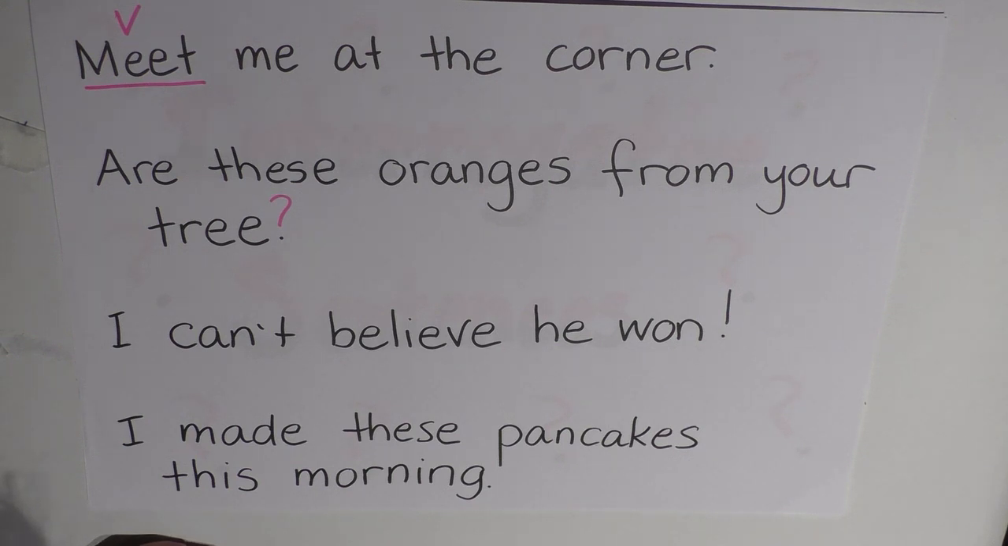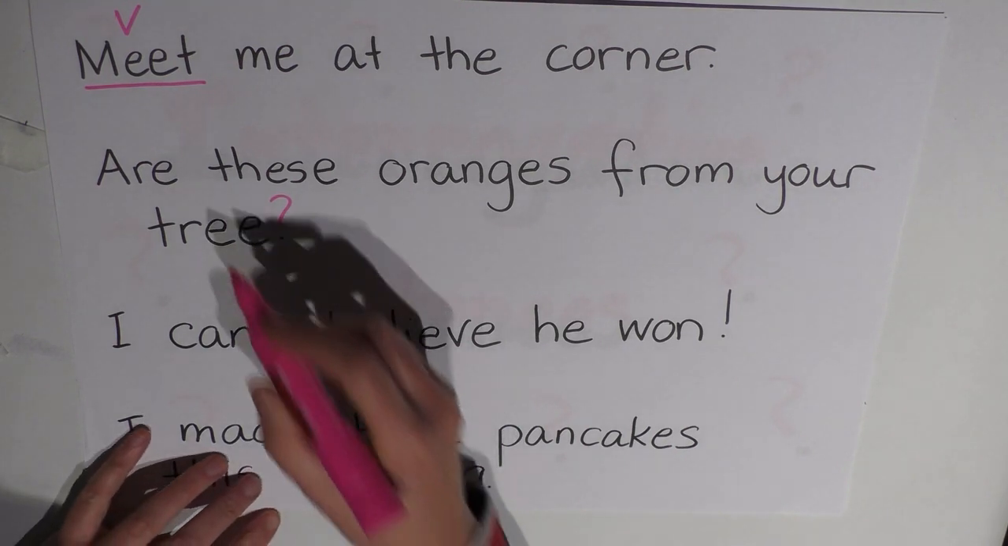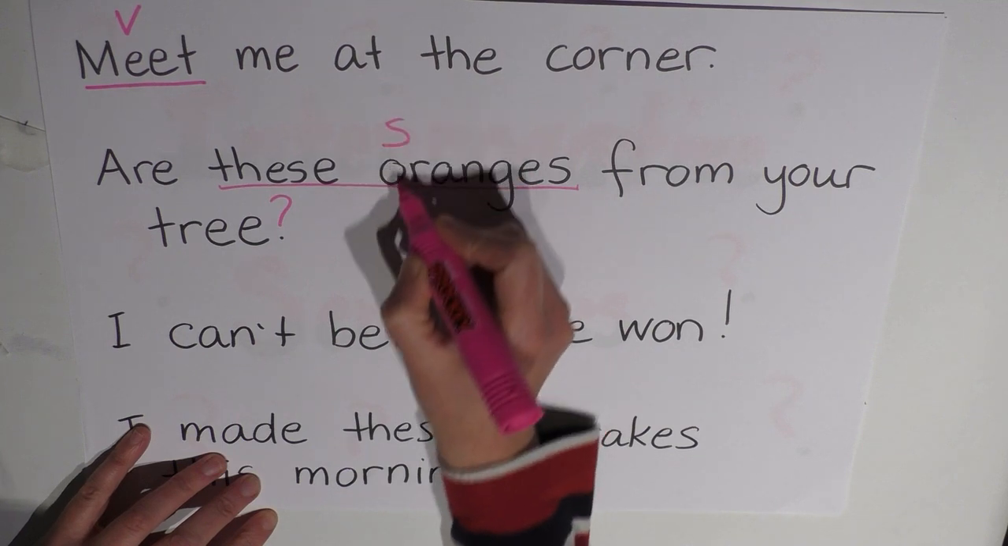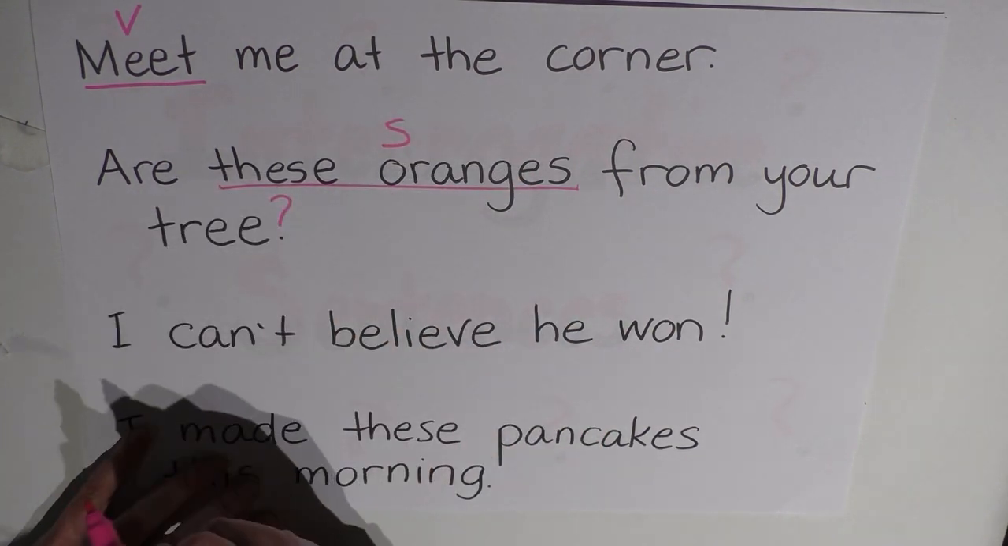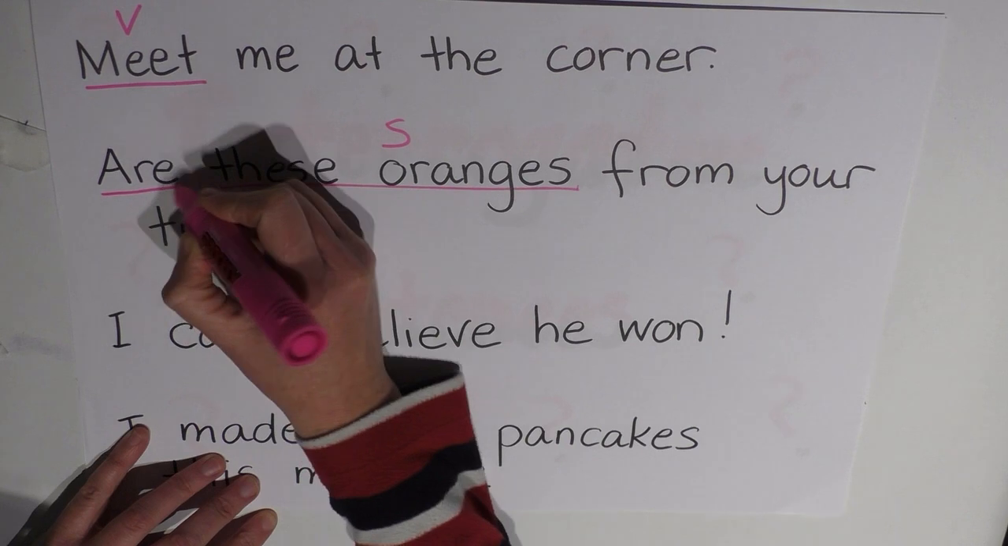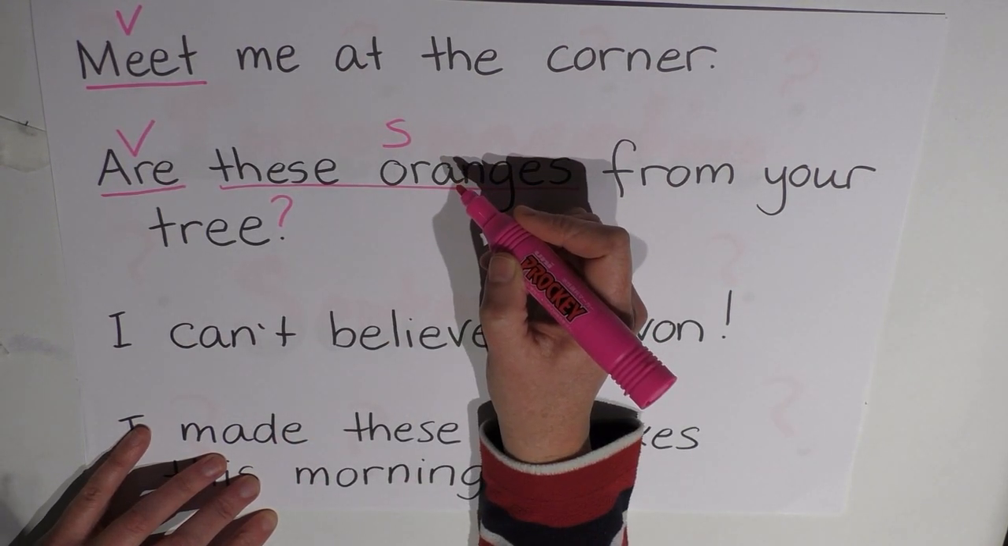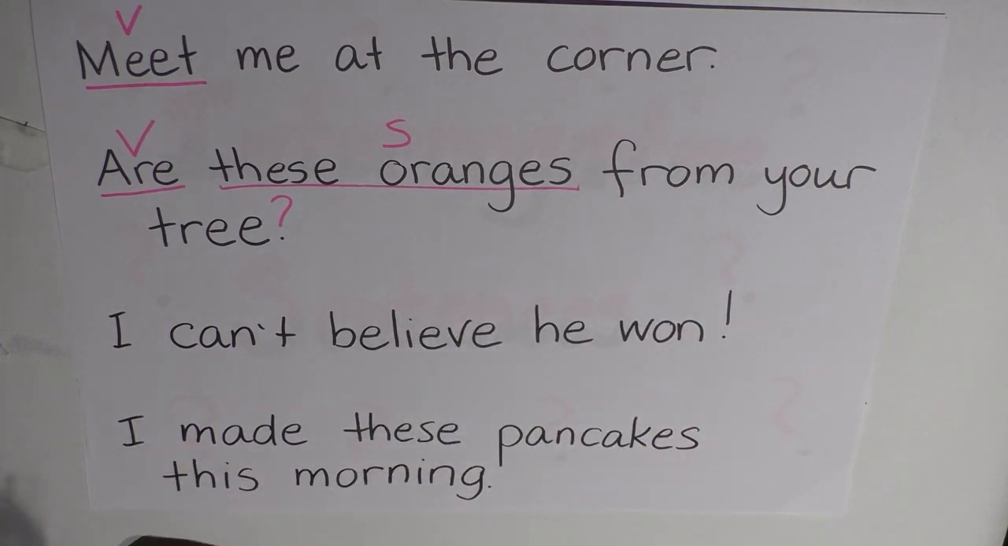How about the next sentence? Well, that doesn't begin with the subject either. The subject of the sentence here is "these oranges." But before these oranges, we have our verb. Okay, so we have the verb first and then the subject. The sentence is asking a question and not providing information. So once again, in both instances, this is not a declarative sentence.